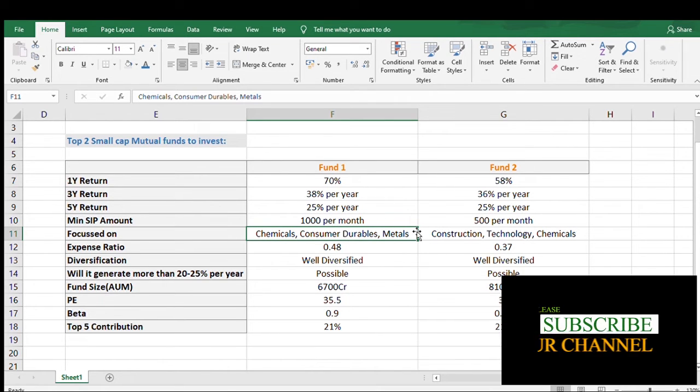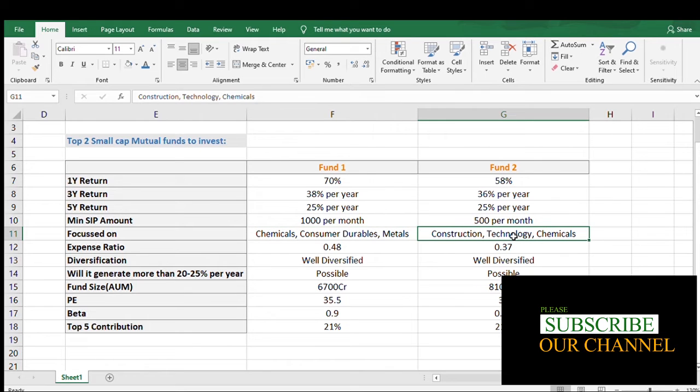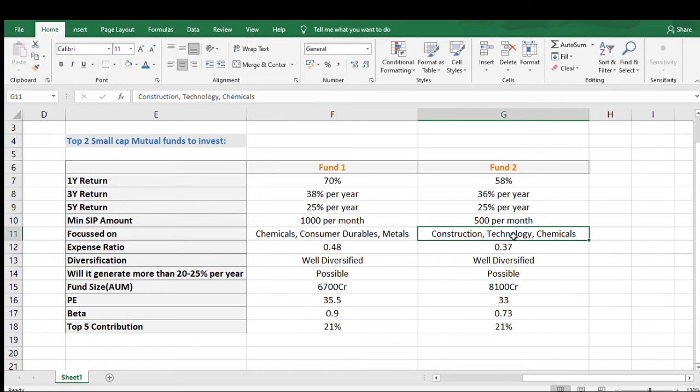Fund two is focused on construction, technology, and chemicals. As already said, chemicals will give excellent returns in the next 3 to 5 years, and technology, as you know, stocks will always give good returns. And coming to the construction part, right now in India, we are mainly focusing on infrastructure. So the construction related stocks also will perform very good in the upcoming years. So overall, the portfolios of both these mutual funds are looking very good.